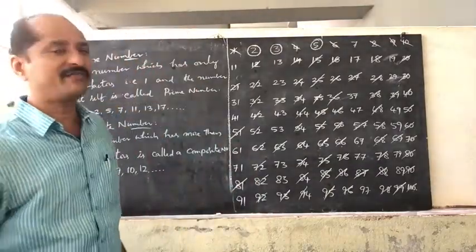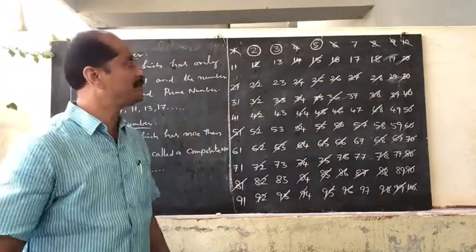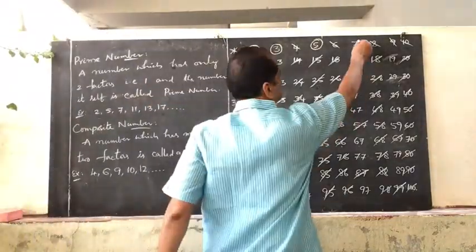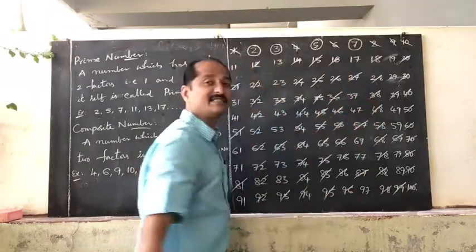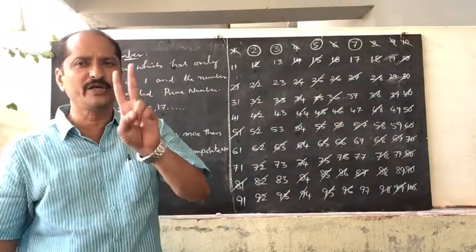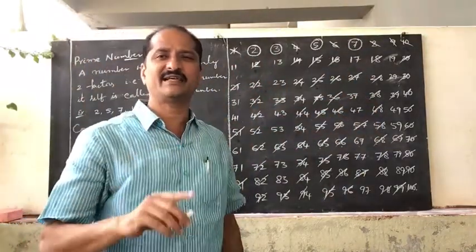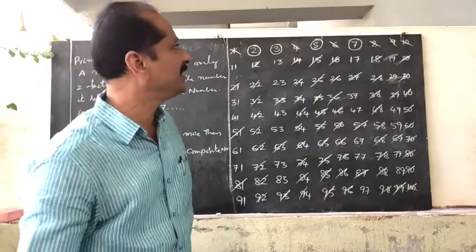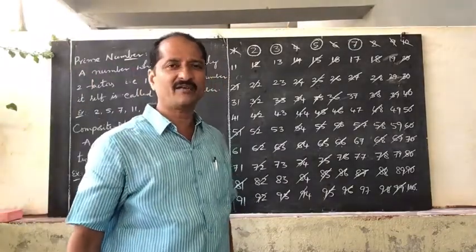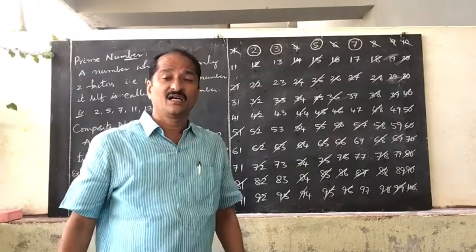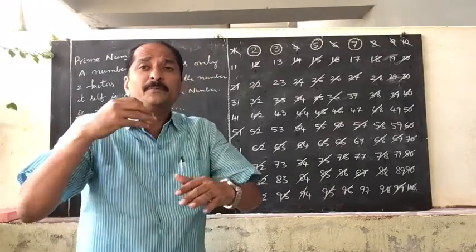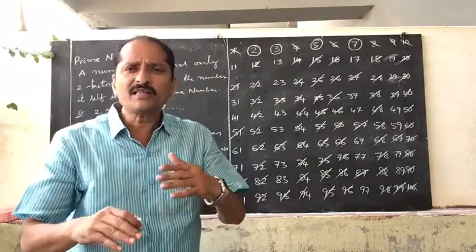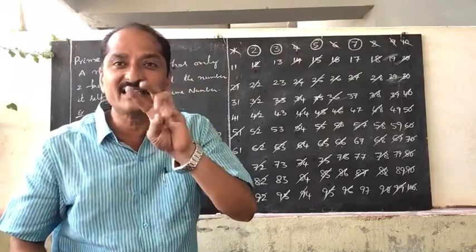After 5, the next number is 7. So 7 is a prime number because it has only 2 factors. 1 and 7 are the factors of 7. Now understood? 1 and 7 are the factors of 7. Next, the multiples of 7. For all the multiples of 7, 7 is the third factor.